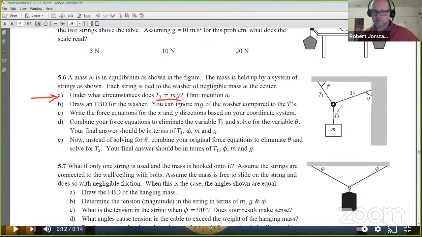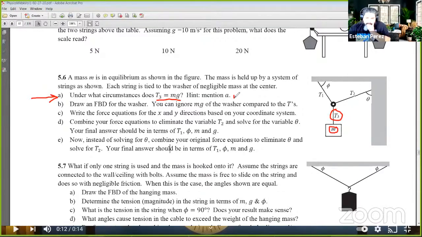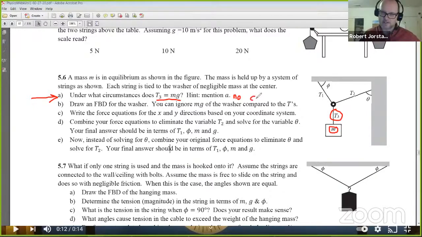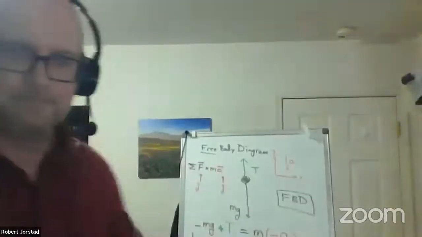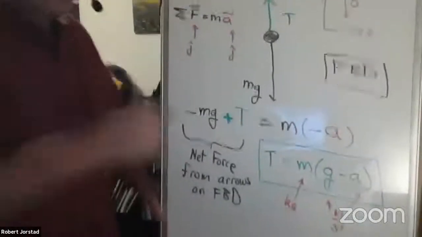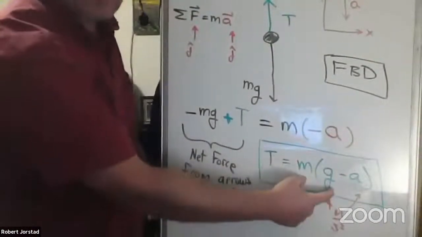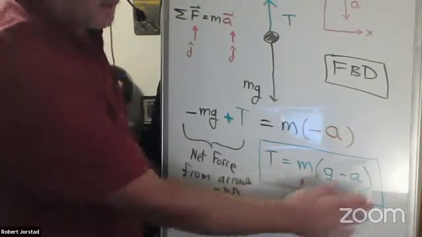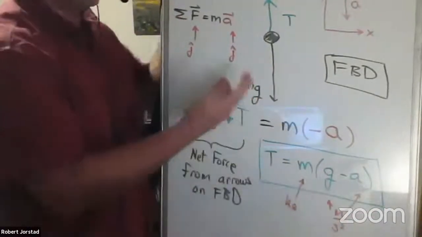Under what circumstances will this tension be equivalent to this mass times g? With no acceleration? Yeah. So in this problem, you just saw in the video, there was no acceleration. So if there's no a, T3 equals mg. I'll show you that right here. If there's no acceleration, the tension should equal the weight, right? So again, if this goes away, tension equals mg. So that's what we had.